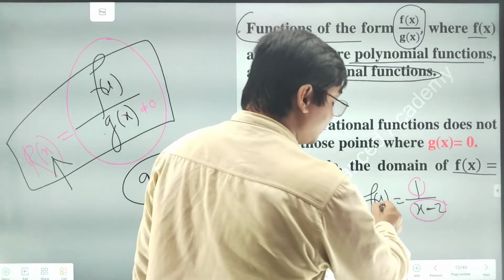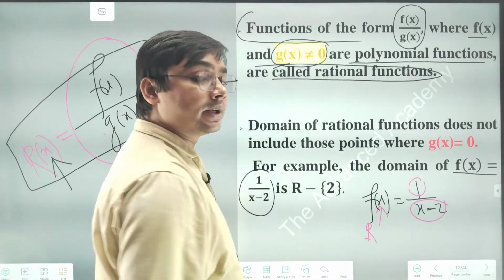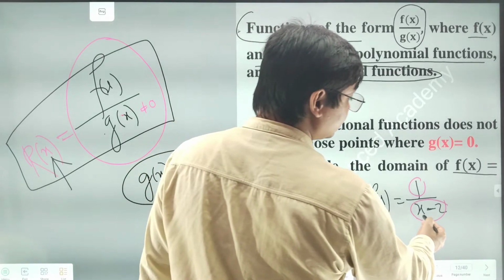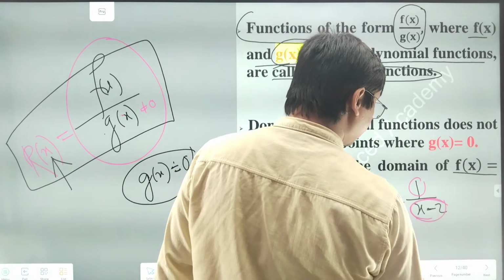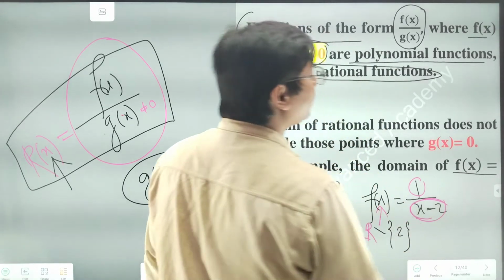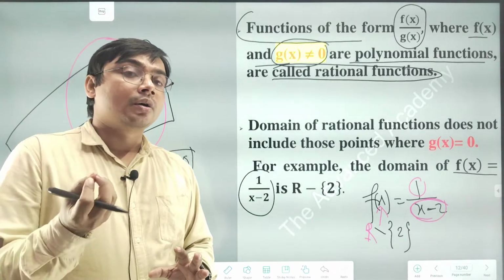देखो, you can put here all the real values of x, all the real values we can put except x is equal to 2, because if we put x is equal to 2 then the denominator will be 0. That means the domain will be R minus {2}. ये 2 को exclude करके real numbers में जितने points रहेंगे, all will be in the domain.